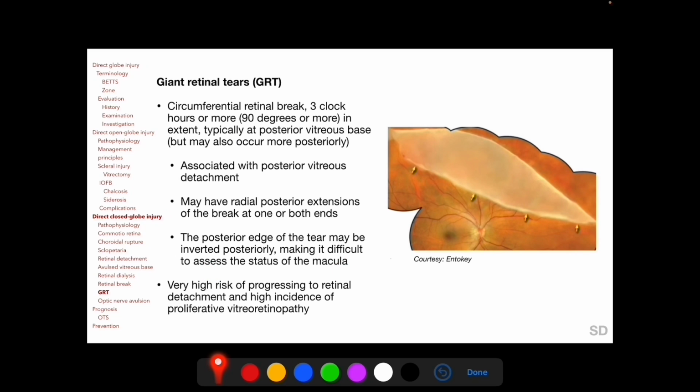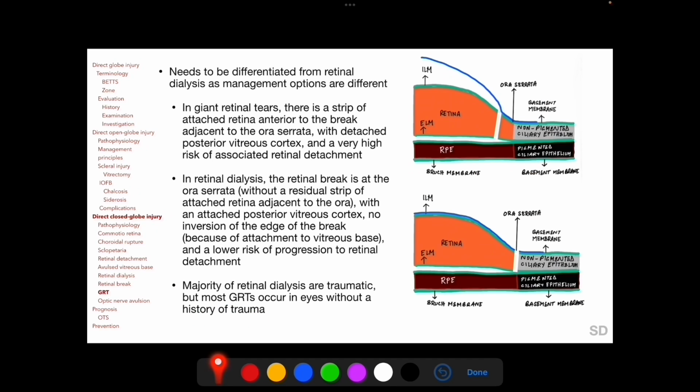GRTs are associated with a very high risk of rapidly progressing to retinal detachment and also a high incidence of proliferative vitreoretinopathy. GRTs need to be differentiated from retinal dialysis as management options are different. Retinal dialysis requires scleral buckling as we have discussed, but GRTs require vitrectomy.